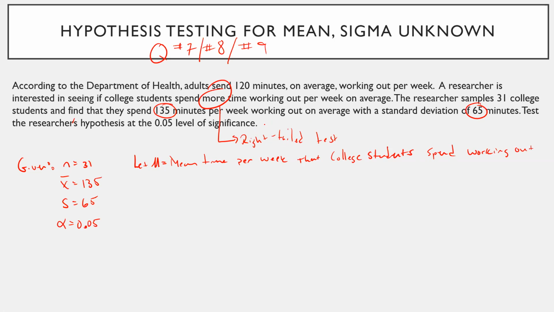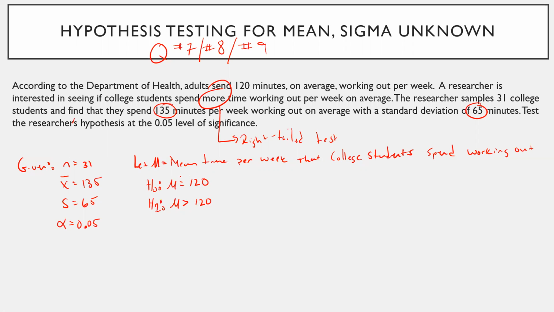Now you guys were right, everyone in the chat, it's a right-tailed test. So this is the first question you're going to have to ask. It's mu is equal to something versus mu is greater than something. So what are we looking to show evidence that their average is greater than what number? We want to say, you college students spend more than 2 hours a week on average working out. So we'll start with the null hypothesis that it's equal to 120.